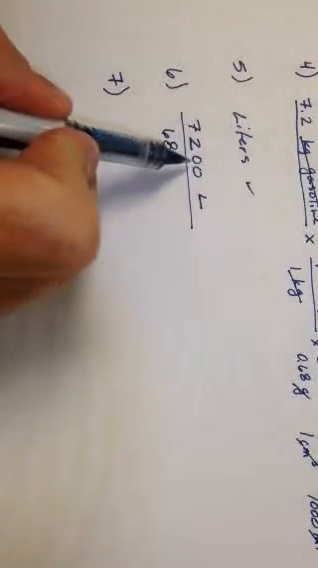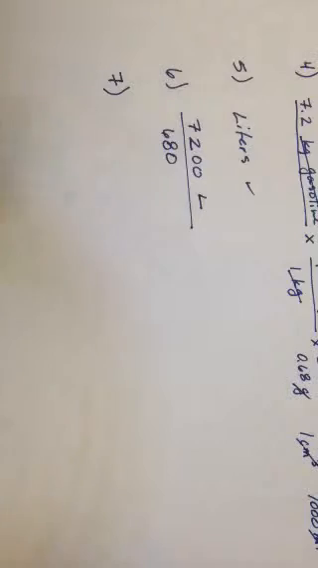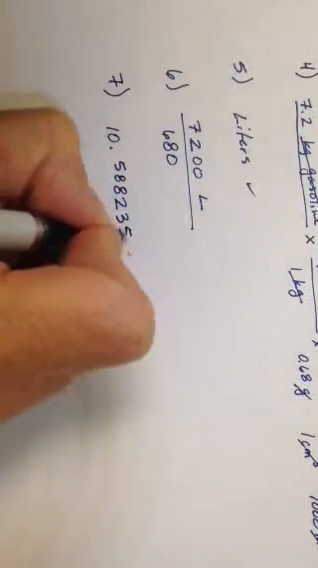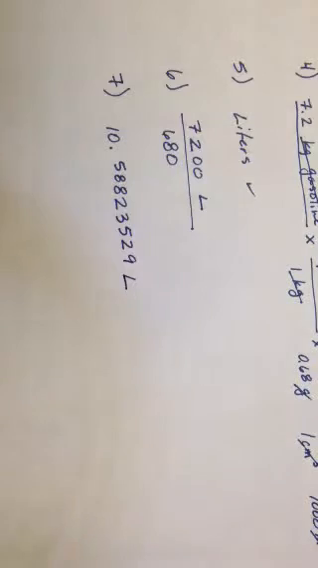For step 7, the final step, we're going to take the top and divide it by the bottom, and that's going to give us 10.588235529 liters. But of course we know there's another half to step 7, and that's to round for significant figures.